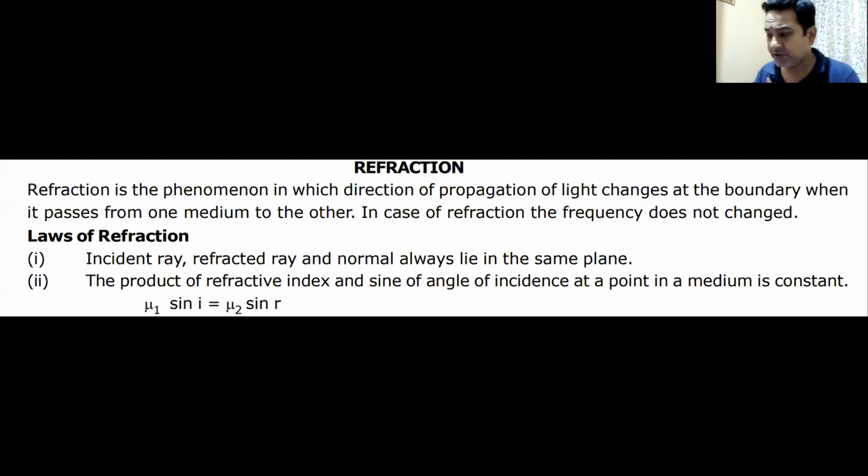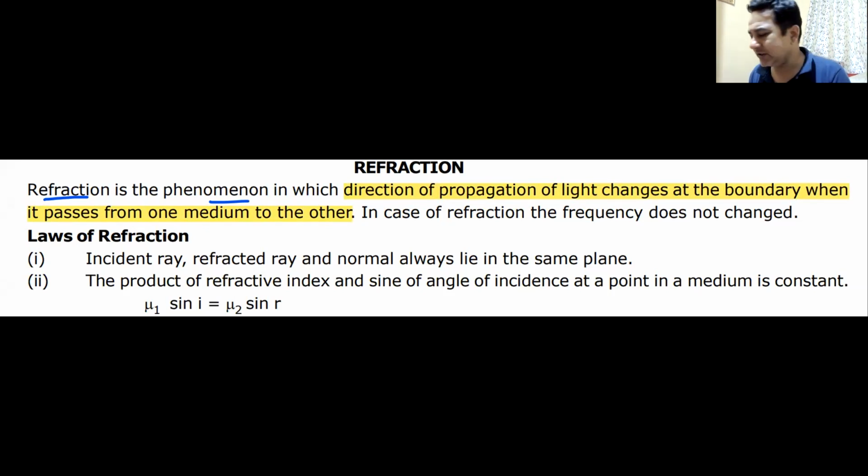Now take your attention back to the notes, the sheet that I have sent you. This sheet specifically tells you what I've already spoken. What is refraction? Refraction is the phenomenon in which, another way of saying it, the direction of propagation of light changes at the boundary when it passes from one medium to the other medium. Do we understand this? Yes, sir. The speed of the light changes.